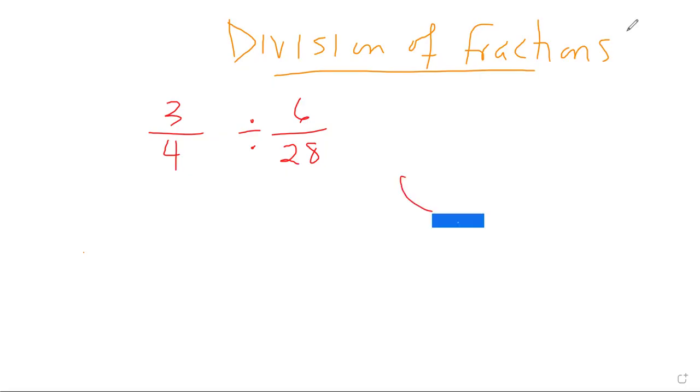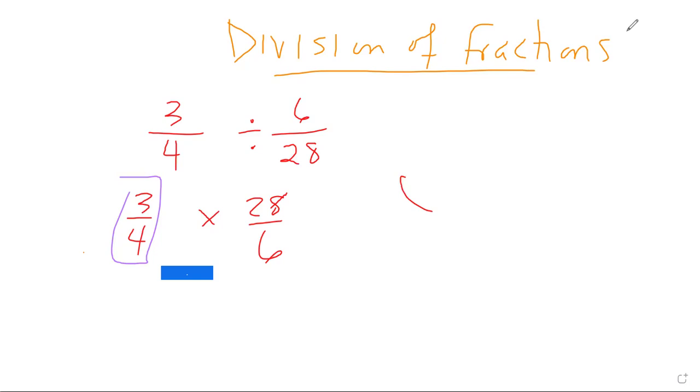So keep the fraction, change the sign to multiplication, and then flip this fraction. So we flipped it. Now you either multiply across. 3 times 28, you write it down as the numerator, 4 times 6 as the denominator, or you try to fix it a little bit. Like I did in my multiplication of fraction video, look at these fractions separately first.